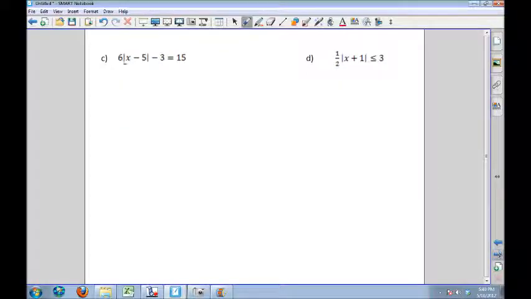Whenever I'm solving an absolute value equation, I have to first isolate my absolute value. So I'm going to add 3 to both sides. And I get 6 times the absolute value of x minus 5 equals 18. Divide both sides by 6. The absolute value of x minus 5 is 3.